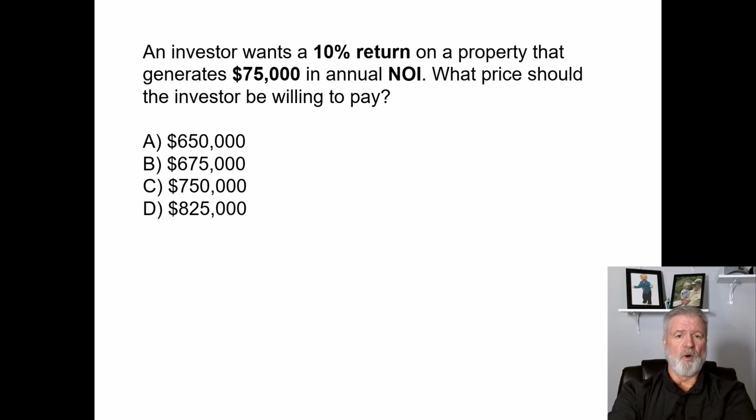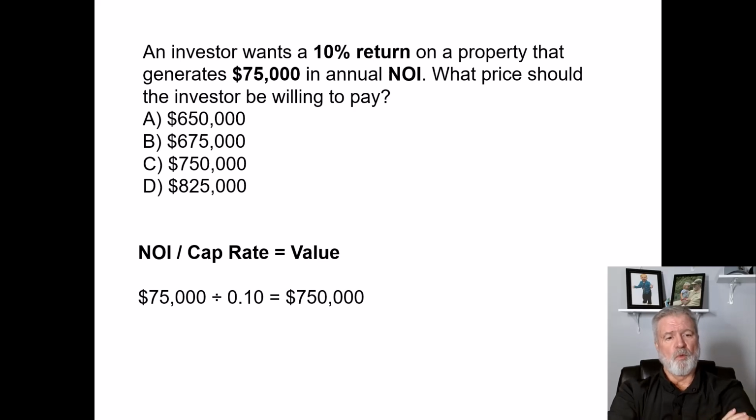And then that should tell you what price the investor would be willing to pay. So 75,000 divided by 10%, what'd you come up with? Hopefully you came up with 750,000. Okay. Y'all, it's pretty simple. Again, if you remember those three very short, easy formulas, regardless of the question, you shouldn't have any issues here.